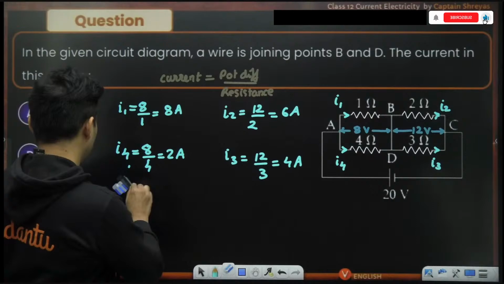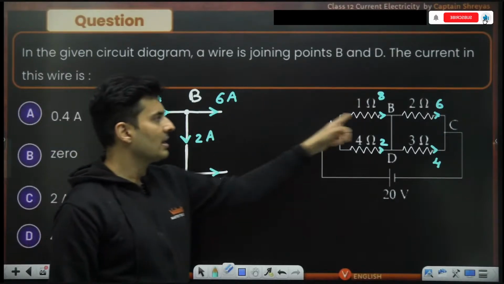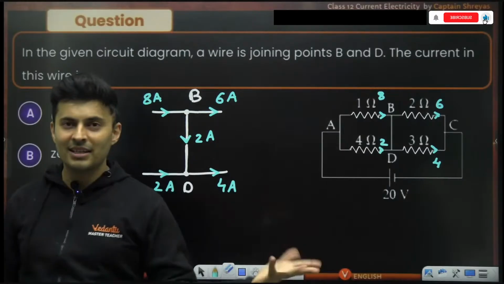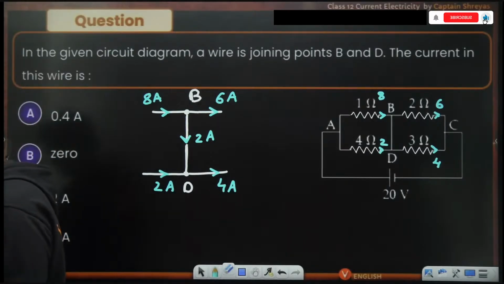I could have just said, 8 amperes is coming in, 6 amperes is going out. So where will the remaining 2 amperes go? It will obviously go between B and D. That's it. Done. Dusted. How many of you loved the question?